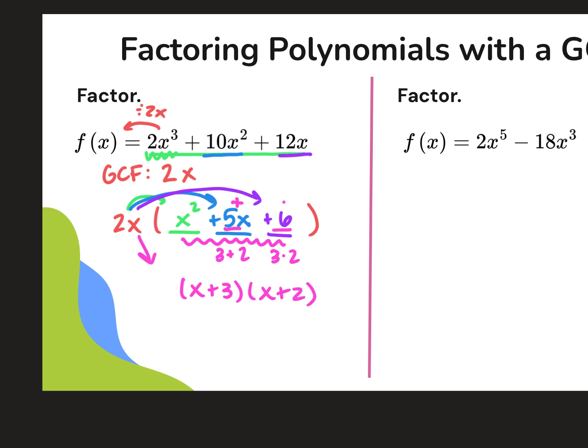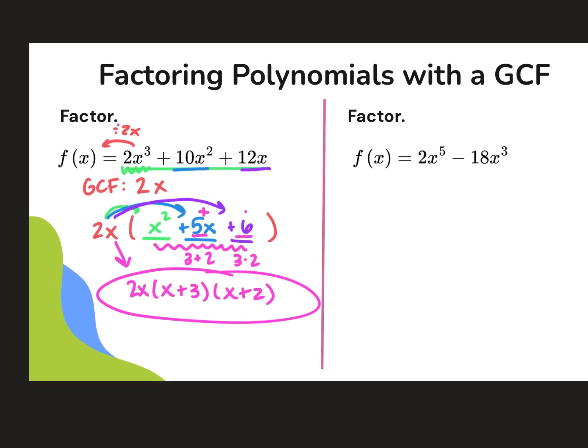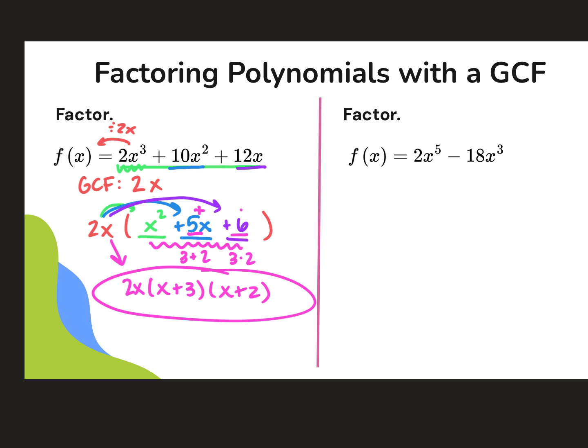I can't forget my original factor, my GCF of 2x, giving me my final form, 2x times x plus 3 times x plus 2. I want you to pause the video and try the second one on your own. Check back in when you've given it a go.